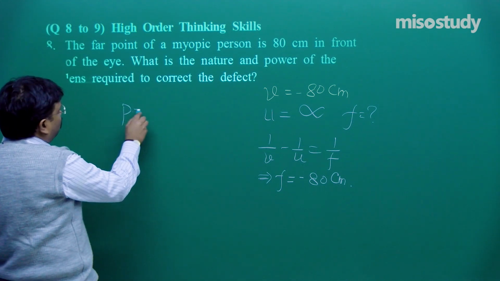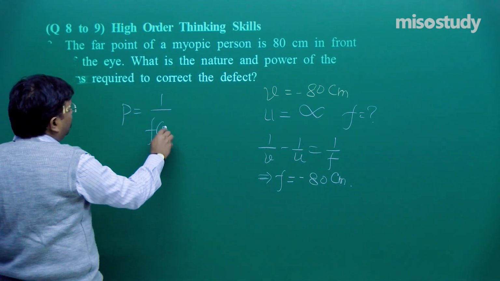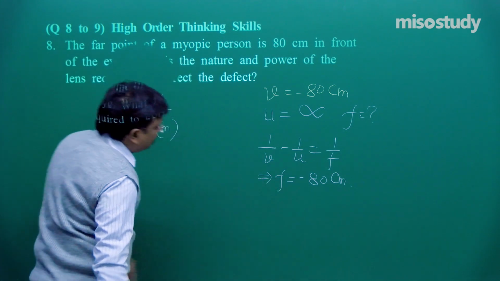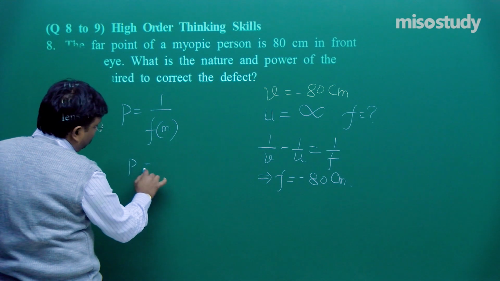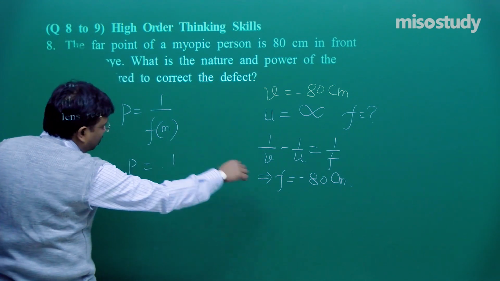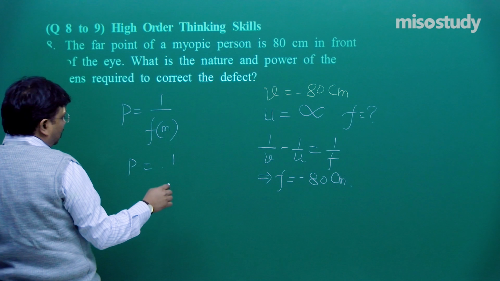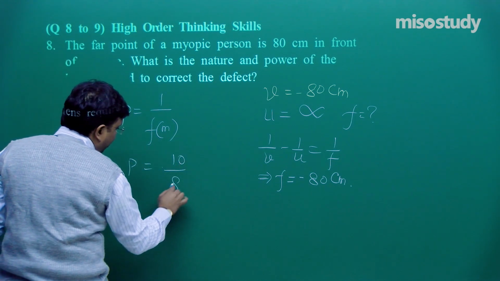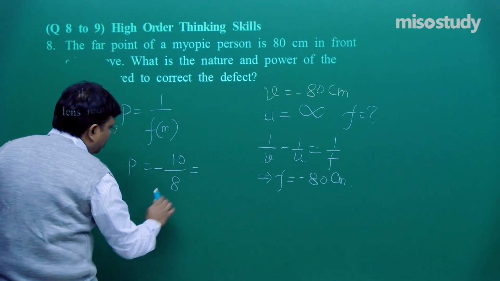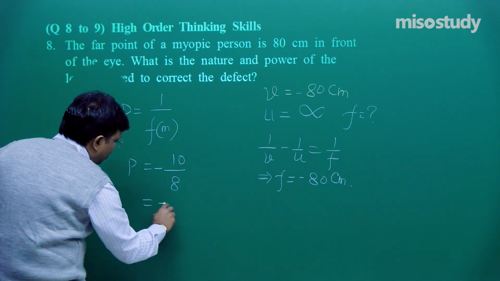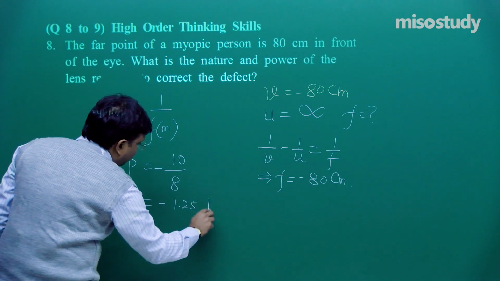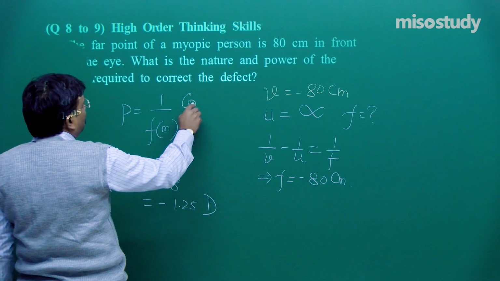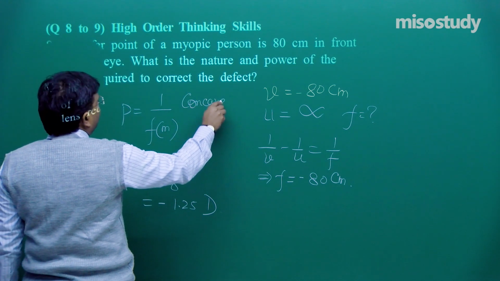So, power is 1 upon F, that too in meters. So, this 80 centimeter is going to be 0.8. So, P is equal to 1 upon minus 80 into 10 to the power minus 2. So, it will give me 10 upon 8 with a minus sign, that is minus 1.25 diopter. And it is minus, so you need a concave lens.